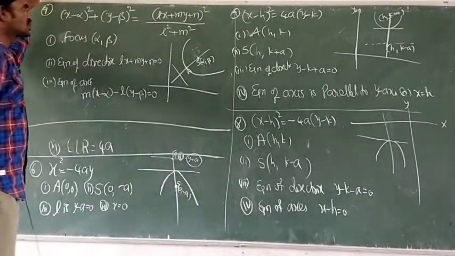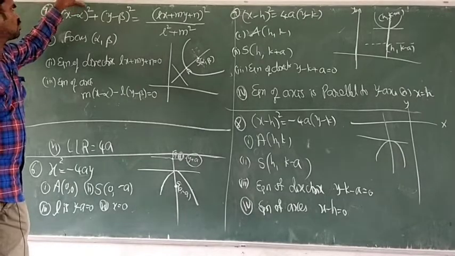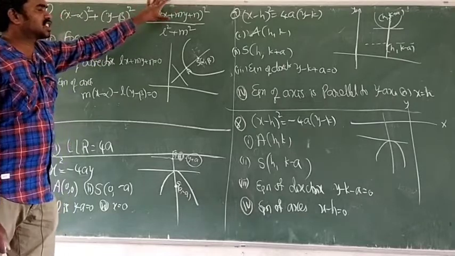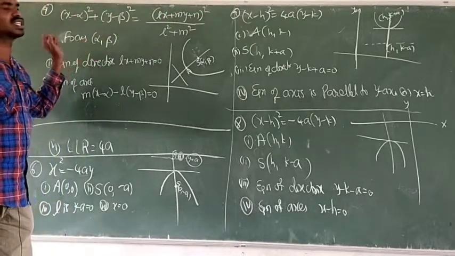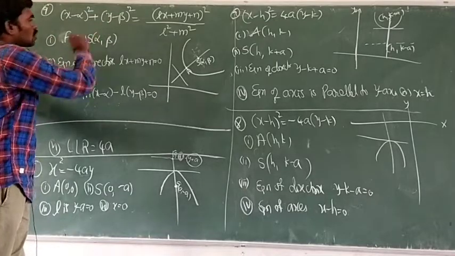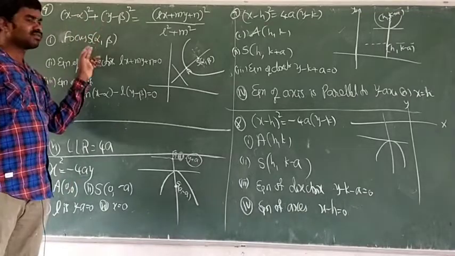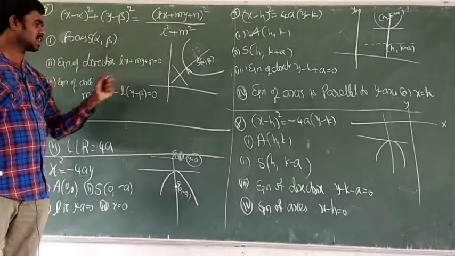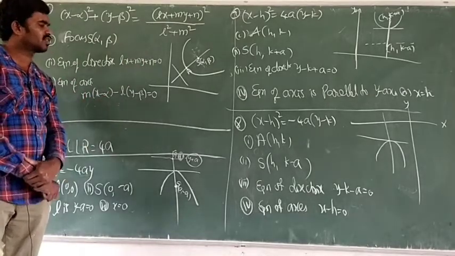Next, the last one: the equation x minus alpha whole square plus y minus beta whole square equal to (lx plus my plus n) whole square by (l square plus m square). In this, alpha beta is taken as the focus, not vertex; here the vertex is not available. Alpha beta is taken as focus, and lx plus my plus n is called the directrix line, and the equation of axis is m into (x minus alpha) minus l into (y minus beta) equal to 0.